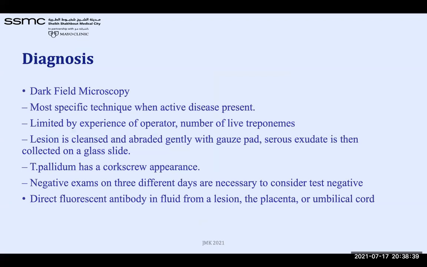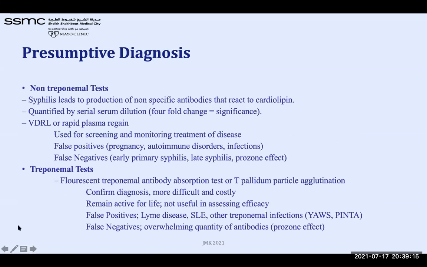How do we diagnose it? Dark field microscopy. This is the most common and the most specific technique. It shows the appearance as I showed you in the first slide, like a corkscrew or helical appearance. Negative exams on 3 different days are necessary to consider the test negative. So you have to do 3 tests before you say that it is negative. Direct fluorescent antibody in fluid from a lesion, the placenta or umbilical cord is another way to diagnose it.